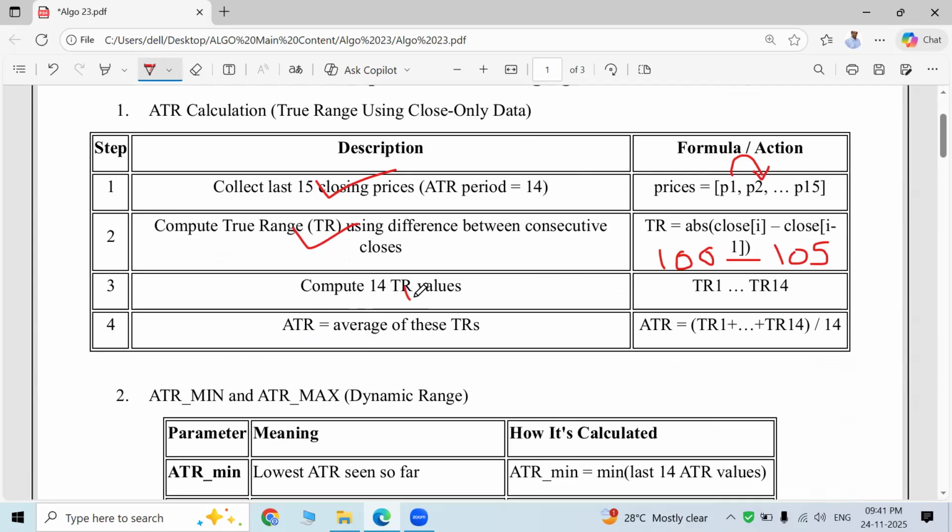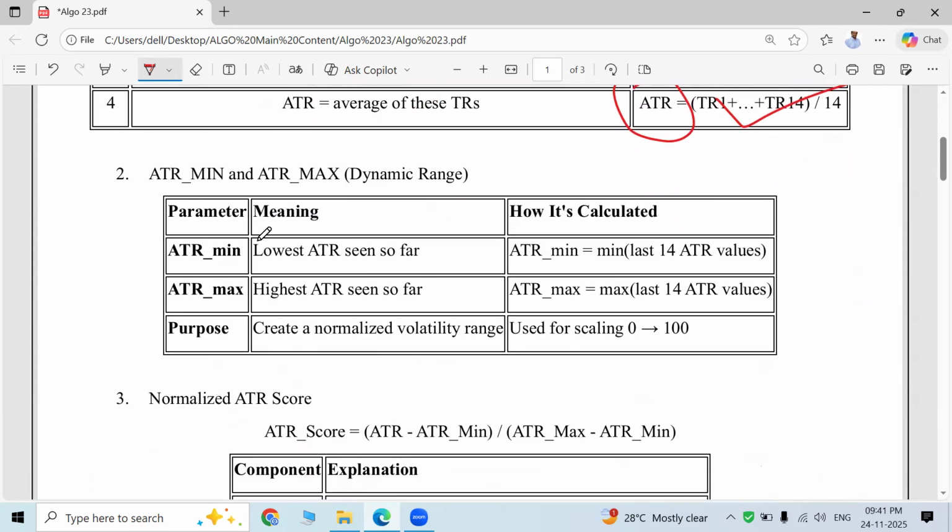Likewise, we are going to collect these 14 true range values. That means the previous close minus current close. Likewise, we are going to collect 14 values from the market. And then we are going to add these 14 values, and this is going to happen in the live market for sure. After that, we are going to divide that by 14. So we will get the average true range. Once we get the average true range, we are going to find out the minimum value of ATR and the maximum value of ATR.